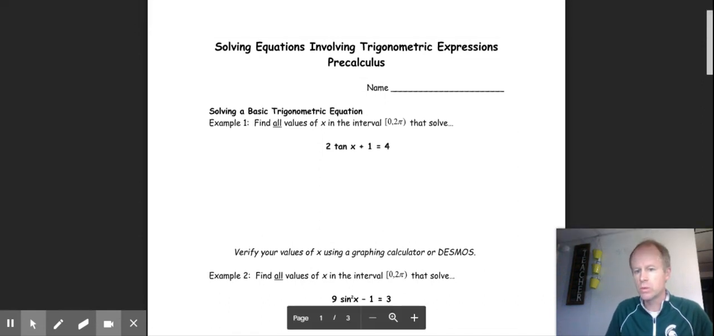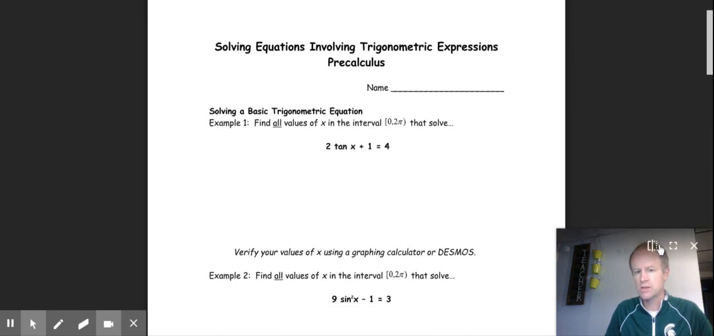Our learning goal this week is for you to understand how to solve some basic trig equations. And this is pretty straightforward. We're going to solve them a lot like we solve regular equations, except at the end we have to think a little bit more deeply about trig equations and properties of the unit circle. So what we're going to do is walk through some examples.